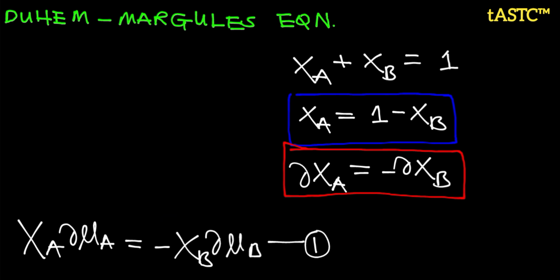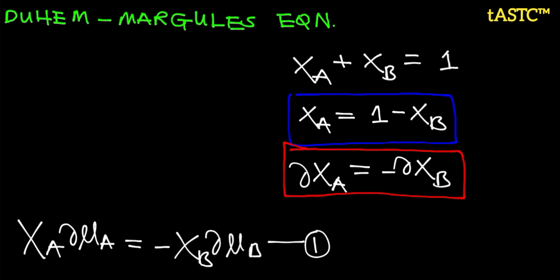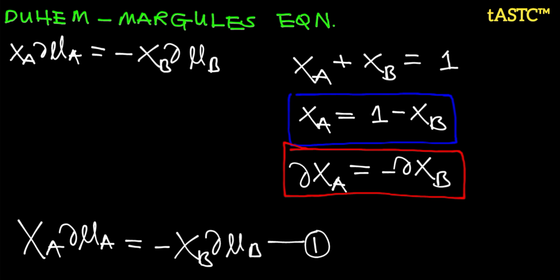Now the next thing I'm going to do, I would actually take up this first equation and divide it by the derivative of X sub A. So that will be X sub A d mu sub A. This is equal to X sub B d mu sub B. So this will be divided by d X sub A, and on this side we're actually going to do the same thing.